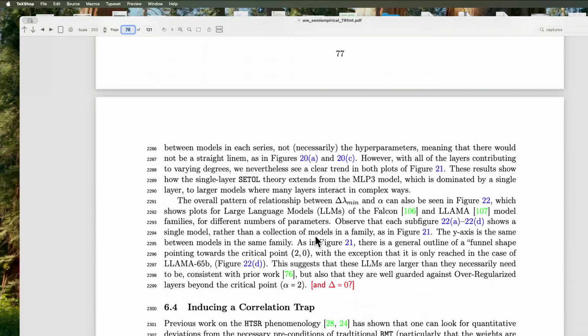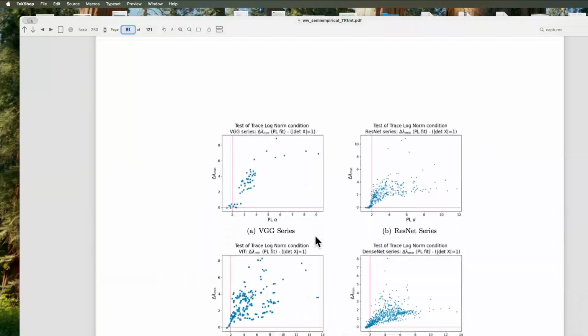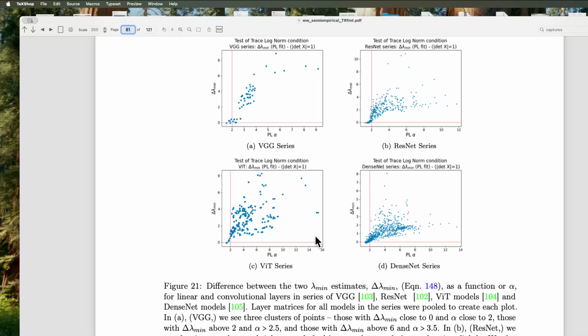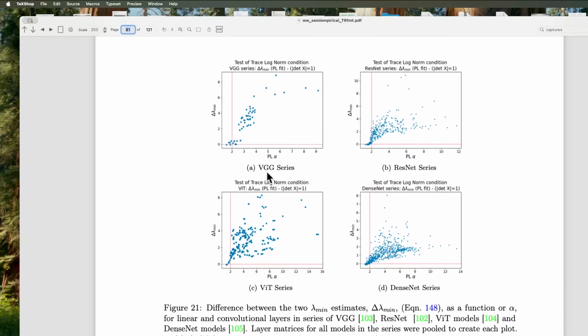We can actually see this behavior in other real models. You can take this same plot and do VGG, ResNet, Visual Transformer, DenseNet. You'll see the same behavior, the same predictions of the theory: as alpha approaches 2, these conditions for ideality hold.